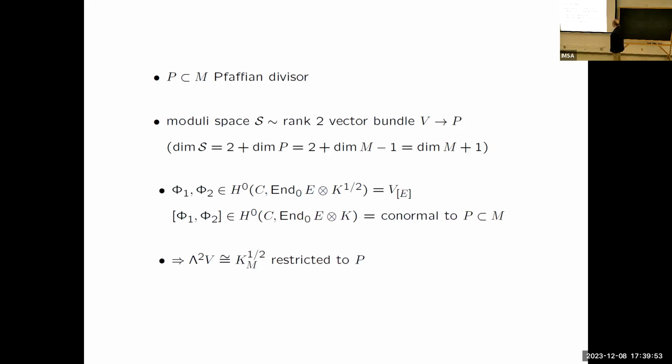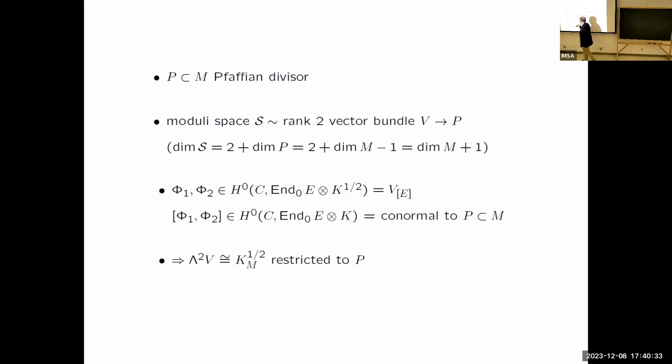So, what do we know about this rank 2 vector bundle? When we had a line bundle, we could say exactly what it was: K to the half. In this case, we've got a 2-dimensional space of Spinor-valued Higgs fields. So we can take the bracket of them, and that will give us a cotangent vector. I claim that this is conormal to that point. I'll give you a little proof of it.